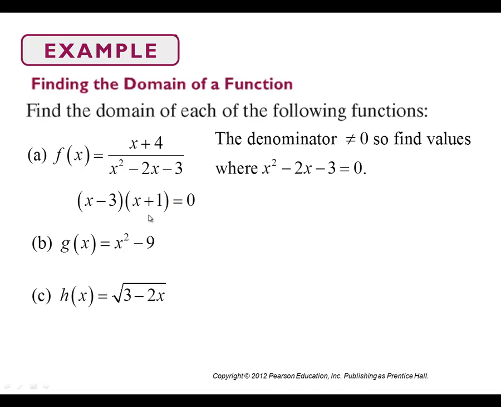Now we set each factor equal to 0. And we can see that x equals 3 and x equals negative 1. So whatever they equal, they cannot have those numbers in the denominator. So in that case, this is set notation, but we're going to have to convert this to interval notation, and we will do that in class.